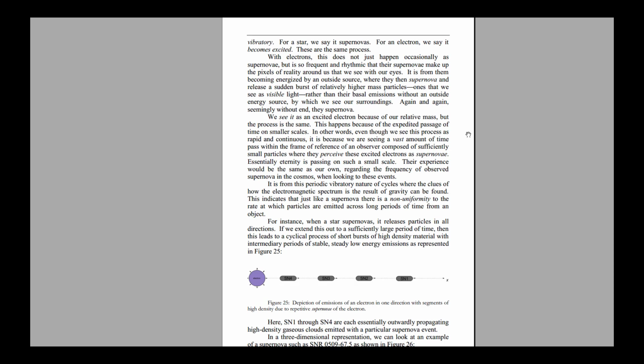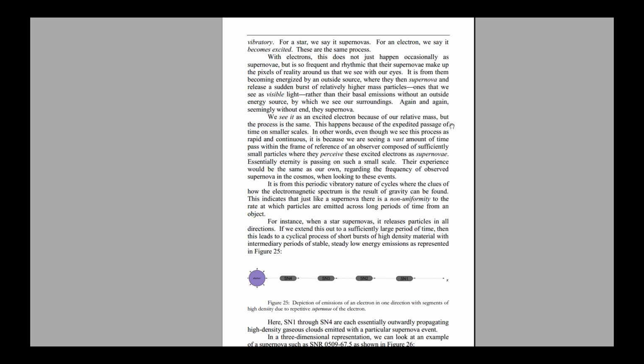This happens because of the expedited passage of time on smaller scales. In other words, even though we see this process as rapid and continuous, it is because we are seeing a vast amount of time pass within the frame of reference of an observer composed of sufficiently small particles where they perceive these excited electrons as supernovae. Essentially, eternity is passing on such a small scale. Their experience would be the same as our own regarding the frequency of observed supernova in the cosmos when looking to these events.